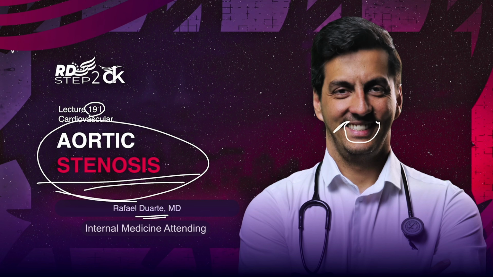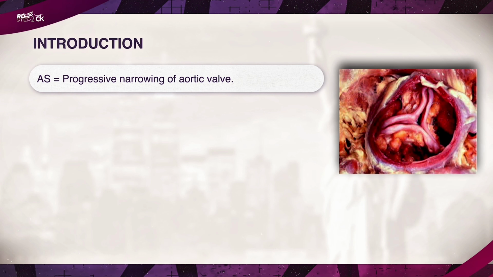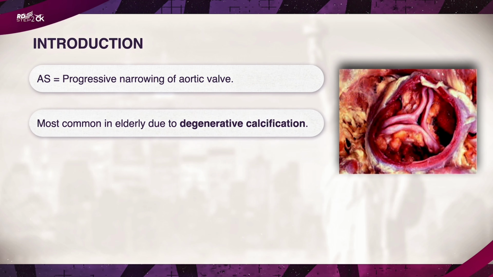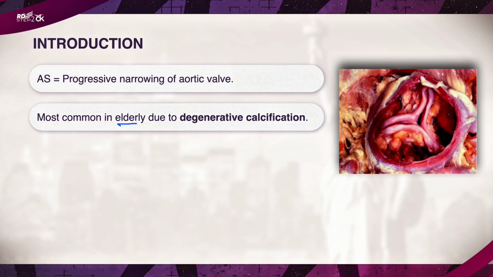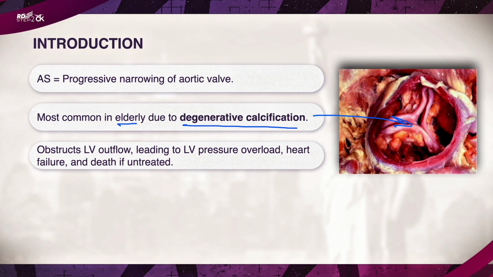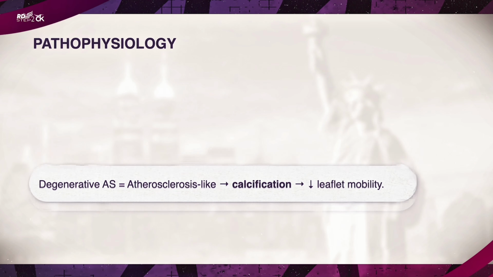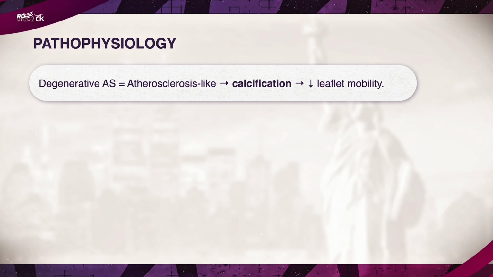Let's get started. Aortic stenosis is a progressive narrowing of the aortic valve. It's most common in the elderly due to degenerative calcification. The narrowing obstructs the blood flow of the left ventricle, leading to pressure overload and heart failure, and if left untreated, eventually death. Degenerative aortic stenosis behaves a lot like atherosclerosis. It leads to calcification that stiffens the valve and limits leaflet's mobility.